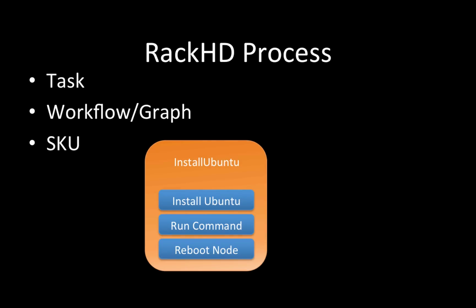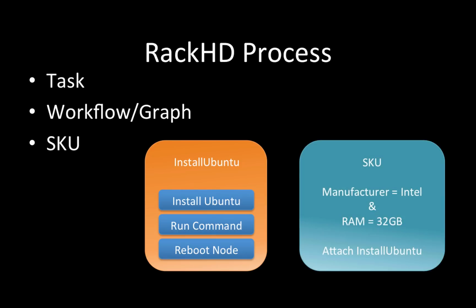Now that we have a workflow, how does that get run on a particular piece of hardware? This is where a SKU comes in. A SKU is a rule set that defines what workflow is attached when the hardware is discovered. For instance, if we know the board manufacturer is Intel and it has 32 gigs of RAM, then we're going to attach the install Ubuntu workflow.